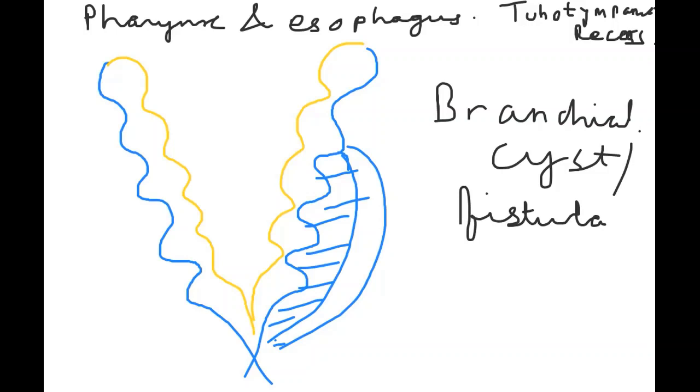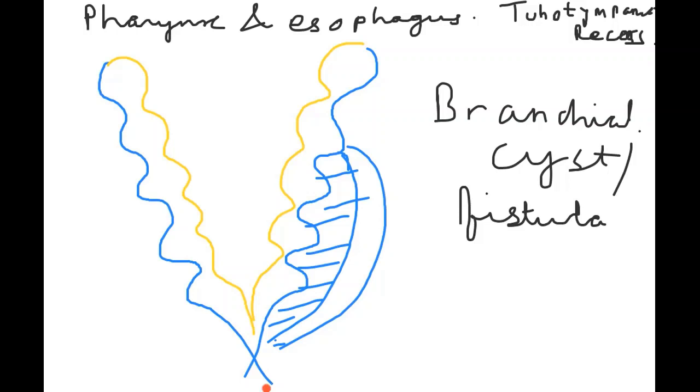Now we will go on to the esophagus. Okay, now to explain about the esophagus, we have to understand one thing, that what you are seeing here is the component of the pharyngeal arches. Further caudal to all these structures, if we go further here, you will reach the stomach.